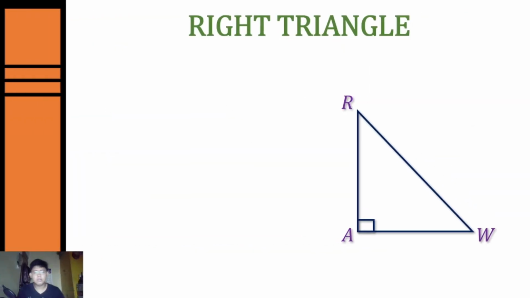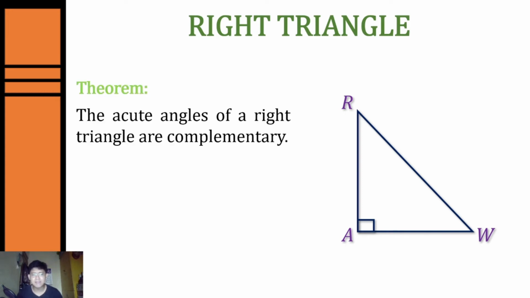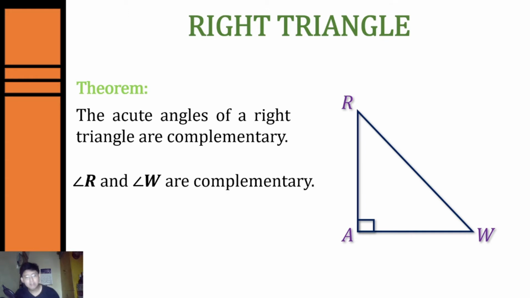Now, let's proceed to right triangle. For right triangle, we have this theorem wherein the acute angles of a right triangle are complementary. So in this example, since we have a right triangle, if we add the measurement of angle R and the measurement of angle W, it will be equal to 90 degrees. Angle R and angle W are complementary.